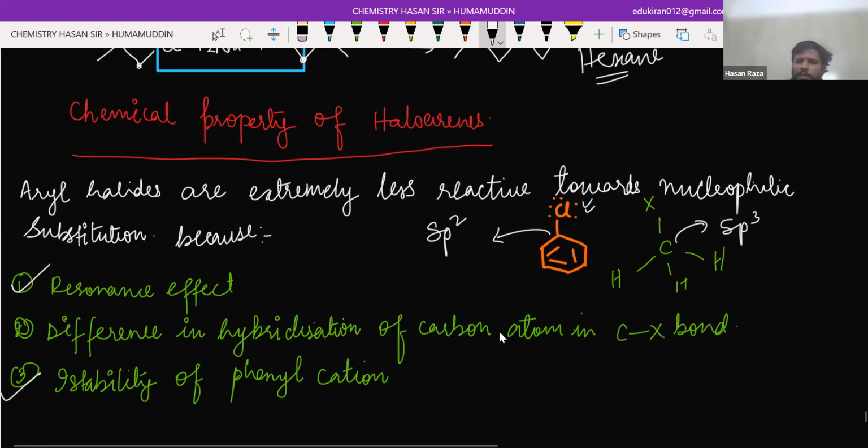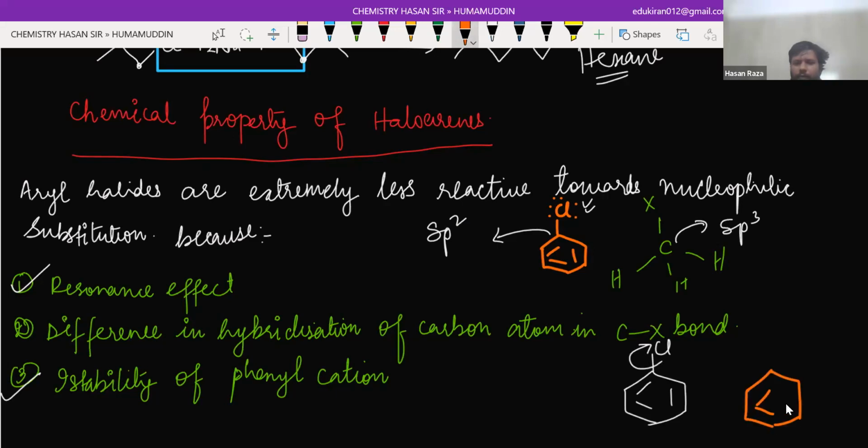And the last one, the instability of phenylketone. Let's suppose at any cost you are able to remove this chlorine, you have to give a lot of heat energy. Then phenylketone will form like this, and positive charge on double bond is highly unstable. That's why this haloarene is extremely less reactive towards nucleophilic substitution reaction. Is that clear? Yes. Please do write it.